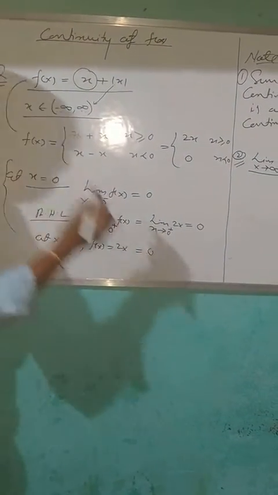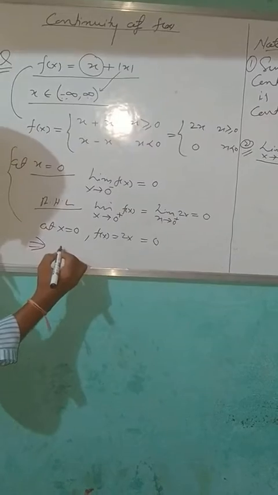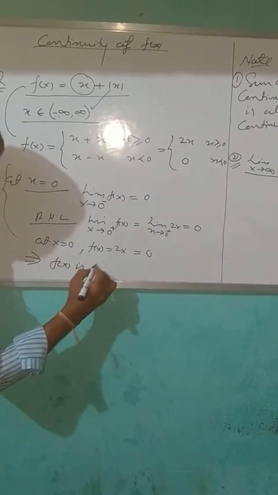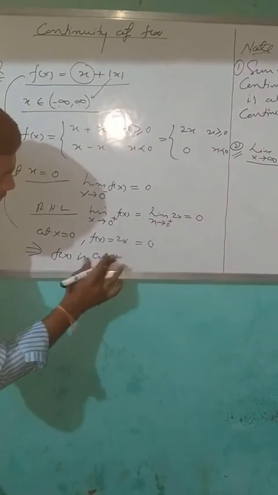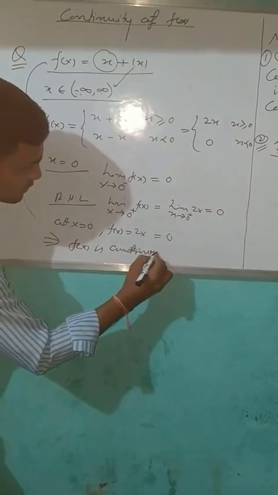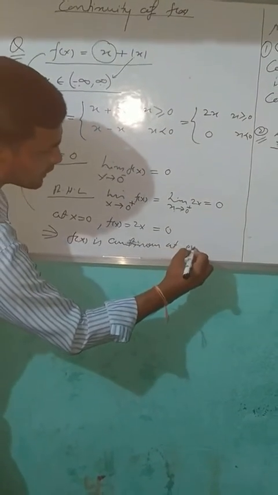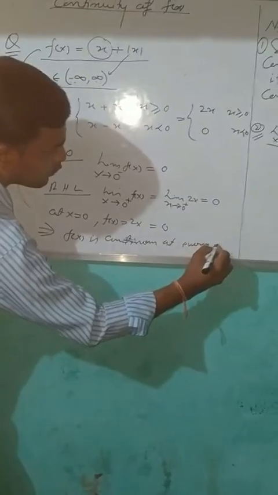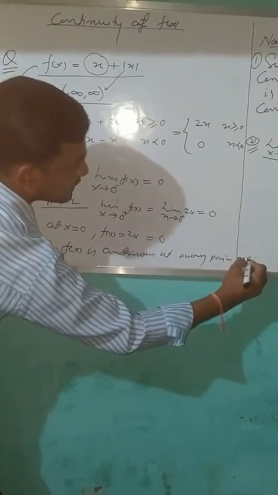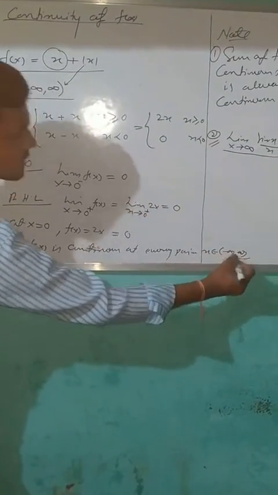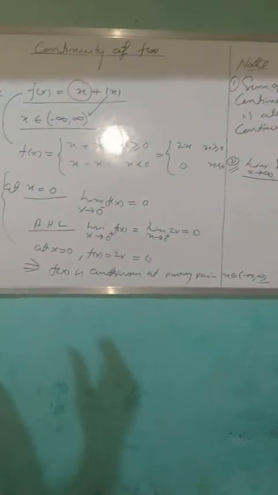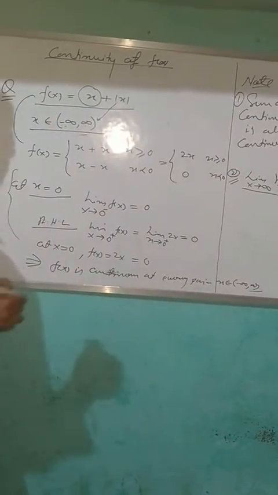It means this implies f(x) is continuous at every point x belongs to minus infinity to infinity. This is the answer of this question. It is continuous at every point inside this interval.